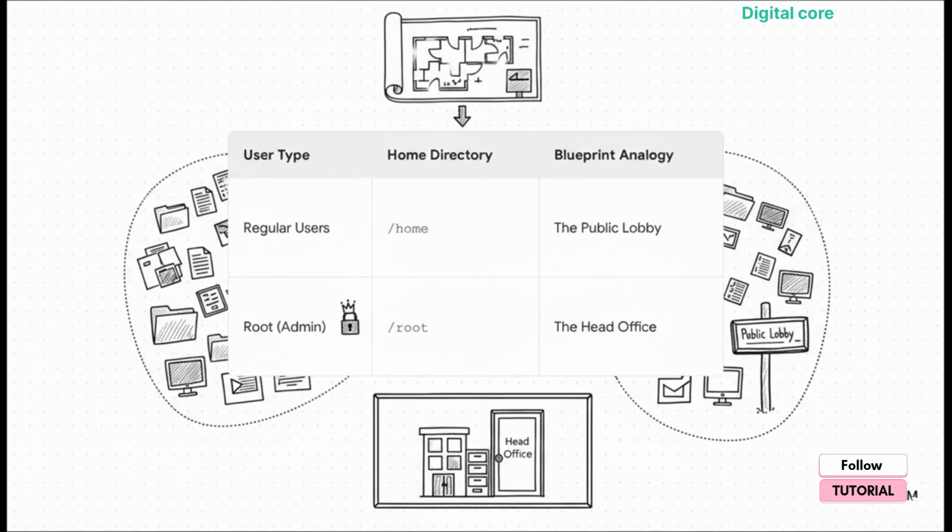And here's where the design gets really brilliant. It keeps their personal spaces totally separate. All of a regular user's files, their documents, downloads, desktop stuff, it all lives inside the /home directory. You can think of that as the public lobby. But the super powerful root user? Their private space is the exclusive /root directory, the head office. And this separation, it seems simple, but it is absolutely critical for security and just keeping things organized.